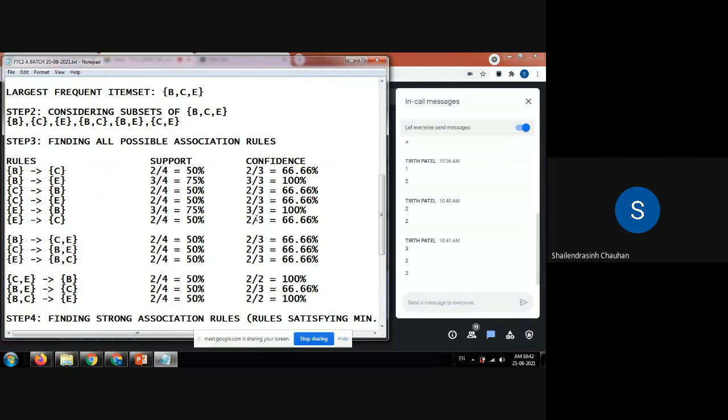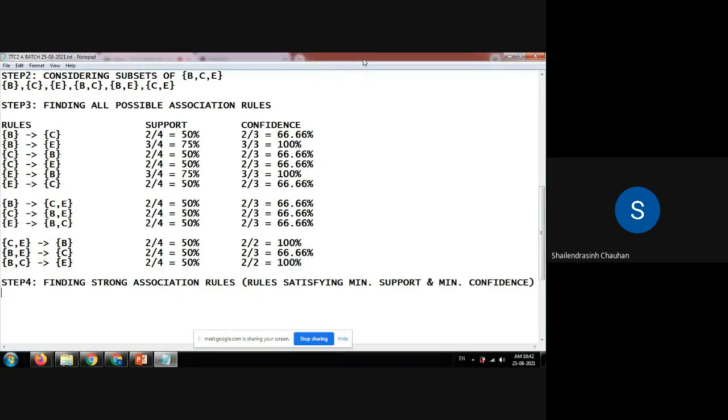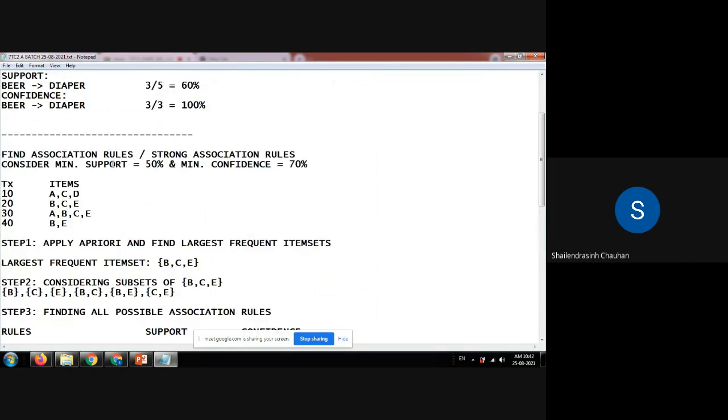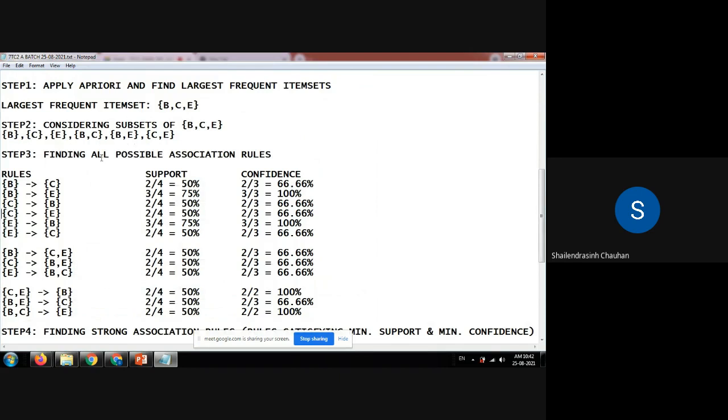confidence for this rule. And so now we are having all the rules with support and confidence. And now we can find out the strong rules. Which are the strong rules? Strong rules are those rules which are fulfilling minimum support, minimum confidence criteria. Fine. So here, minimum support given to us is 50% and minimum confidence given to us is 70%. So the rules which are having support greater or equal to 50 and confidence greater or equal to 70, they will be strong rules.